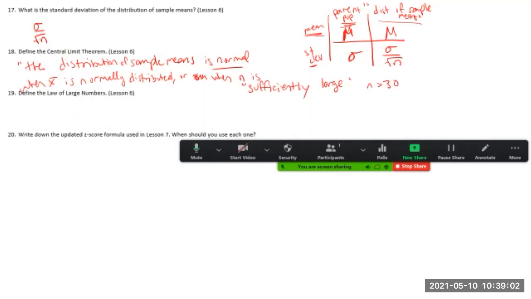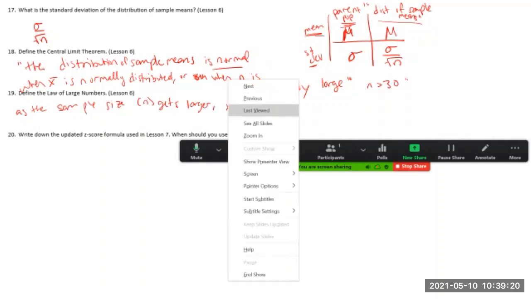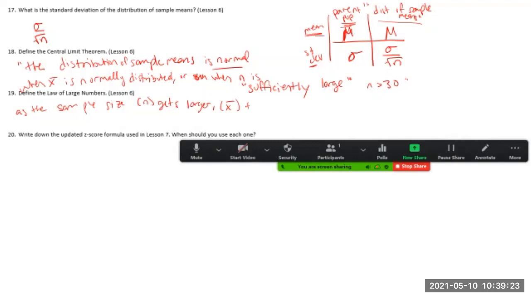Awesome. Defining the law of large numbers: it states that as the sample size, or n, gets larger, x bar, which is the sample mean, gets closer to the population mean, which is mu. And this makes sense, right?